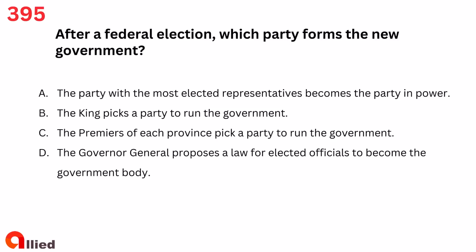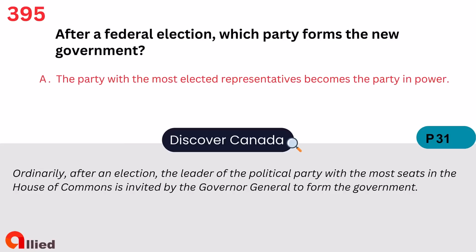A. The party with the most elected representatives becomes the party in power. B. The King picks a party to run the government. C. The premiers of each province pick a party to run the government. D. The Governor-General proposes a law for elected officials to become the government body. The answer is A. The party with the most elected representatives becomes the party in power.